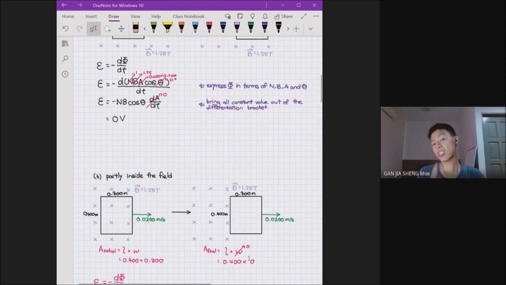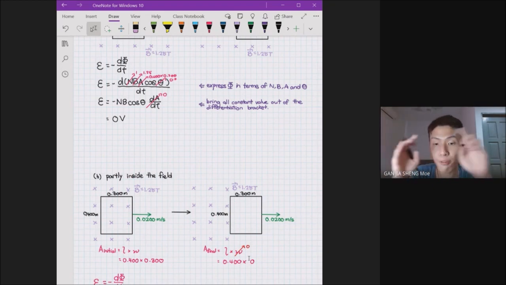Okay, so this is a change of area question. Even though you are moving the coil, you are not making the coil larger, you are not making the coil smaller, but this is essentially a change of area question because the area that is experiencing the magnetic field is decreasing here.